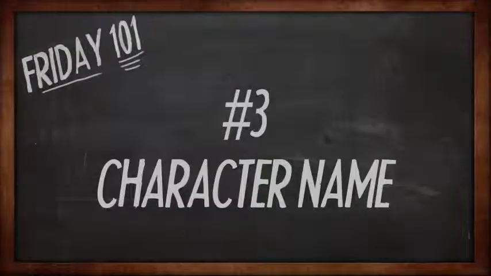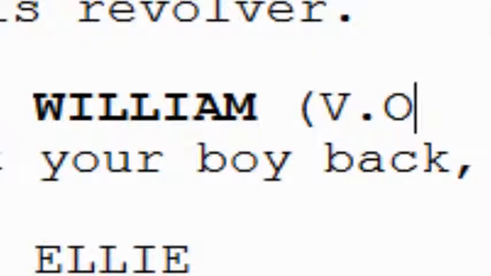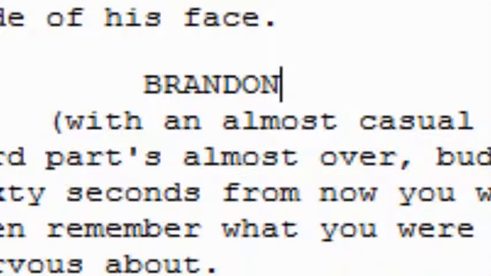Now we're at the character name. That's easy. All caps, centered, done. If a character is speaking from off screen, but is still physically a part of the scene, you would add OS in parentheses. If a character is not physically part of the scene, but is doing a voiceover, you would add VO. Celtx and many other programs make the character name thing easier for you by letting you autofill the name after typing the first letter once you've already put it in.